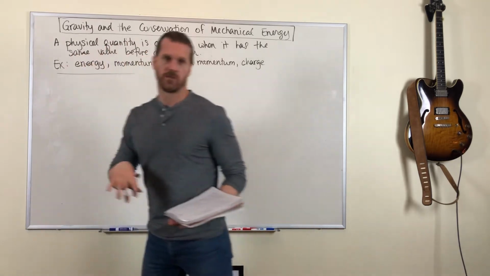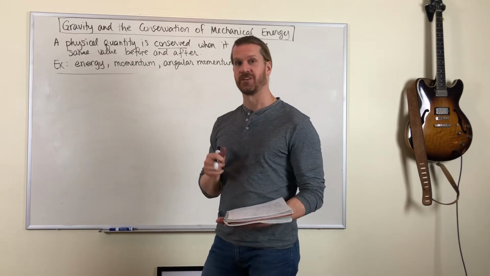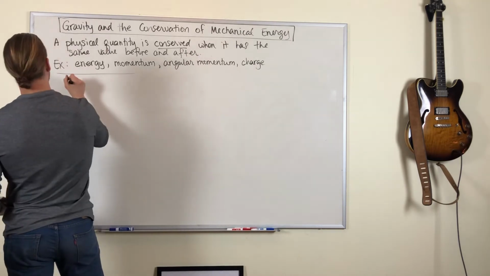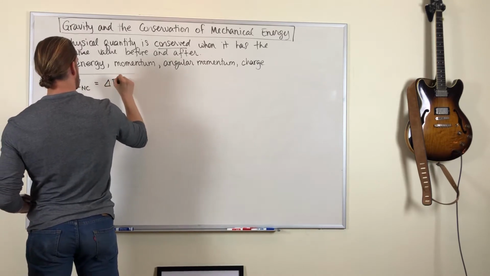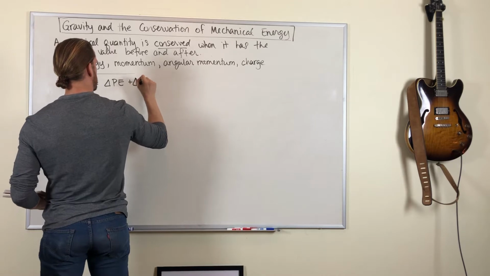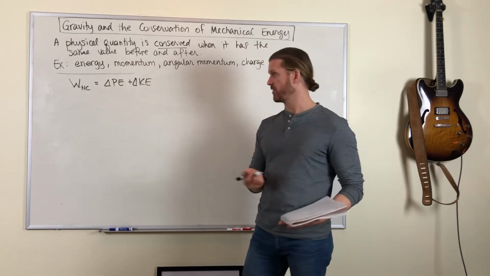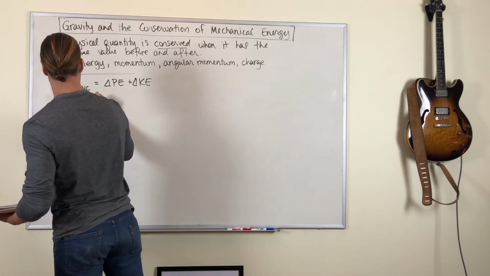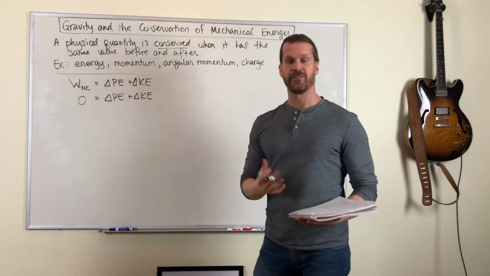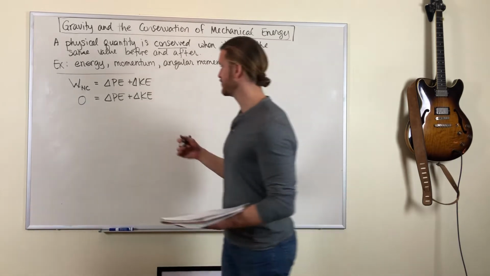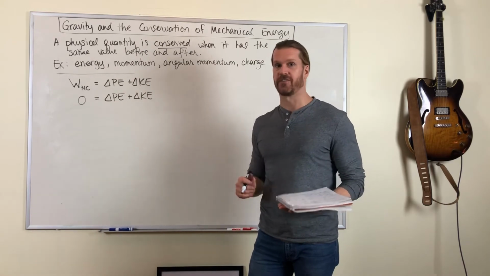Anytime you have a system that has no non-conservative forces, then that results in mechanical energy being conserved. And I'll show you why. In the last video, we had this relationship that the work done by non-conservative forces equals the change in potential energy plus the change in kinetic energy. So if there is no non-conservative force involved, the left-hand side of this equation becomes 0. And if we identify a quantity called total mechanical energy as the sum of potential plus kinetic energy, then that mechanical energy always has the same amount.